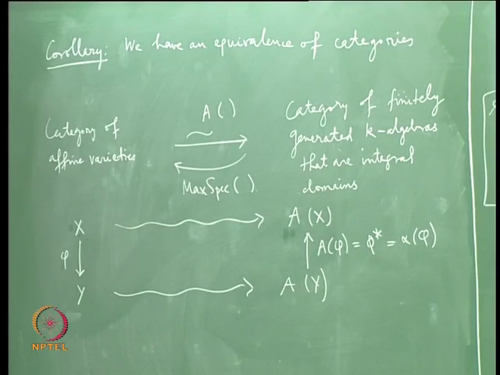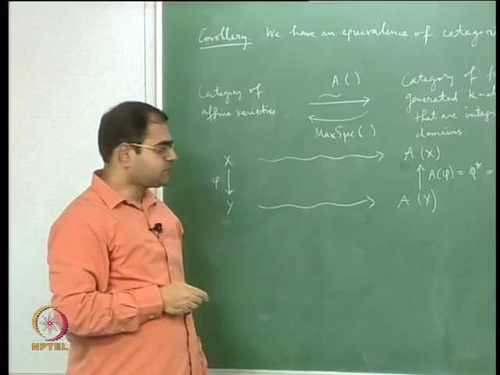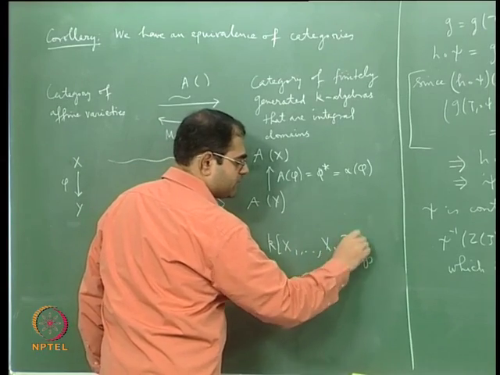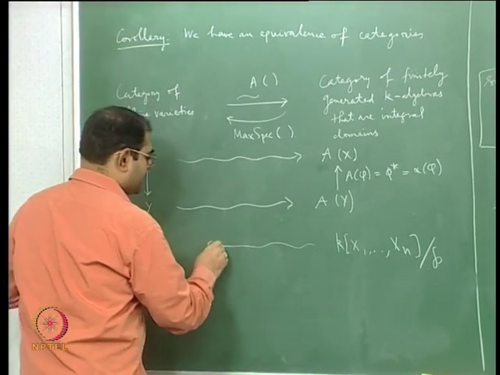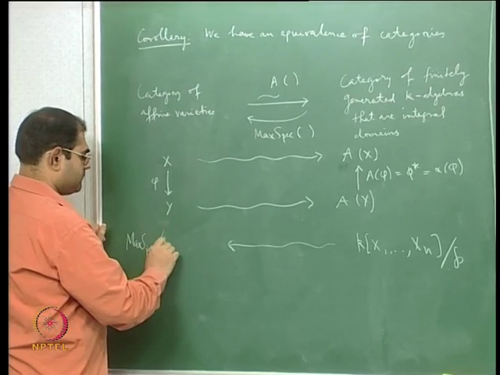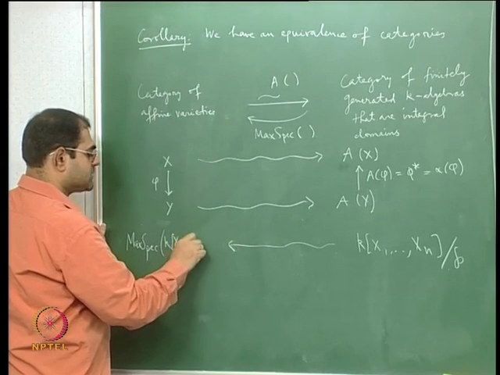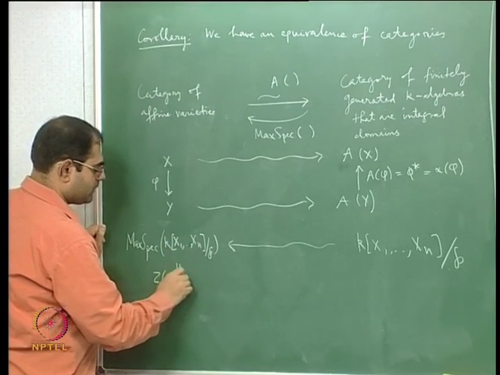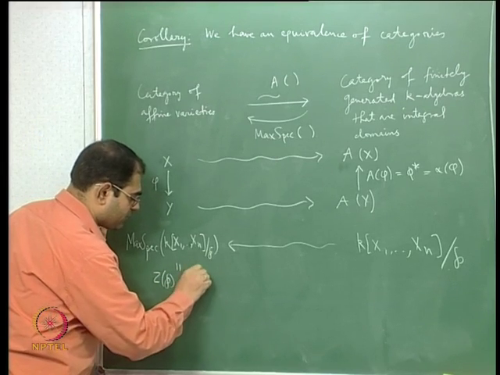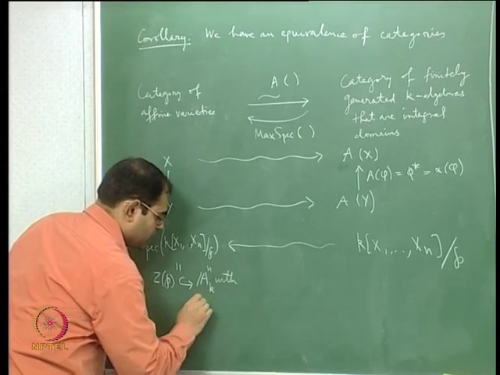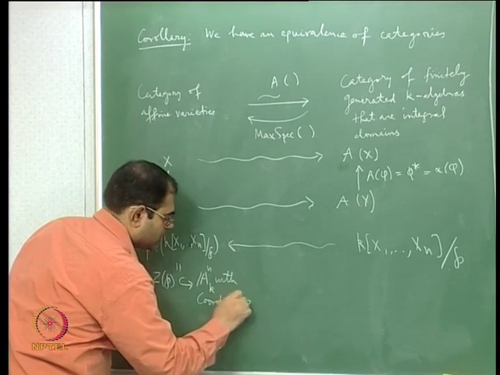Okay, it's given by Max Spec, namely, if you start with a finitely generated K algebra, which is K[x1, ..., xn] modulo some prime ideal P, then what you can do is take Max Spec of that, and this can be identified via the Nullstellensatz to the zero set of P as an affine variety in A^n with coordinates these xi's.